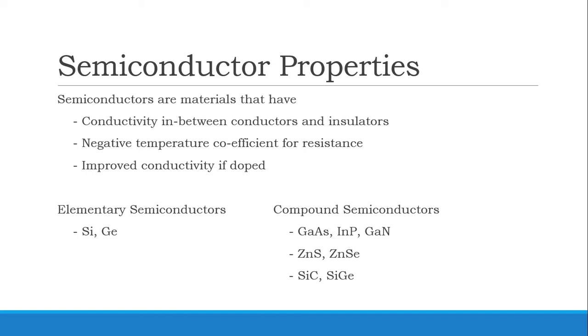Elements like silicon and germanium show the above properties and are called elementary semiconductors. Compounds like gallium arsenide, indium phosphide, gallium nitride also show the above properties and are called compound semiconductors. This is all for this presentation.